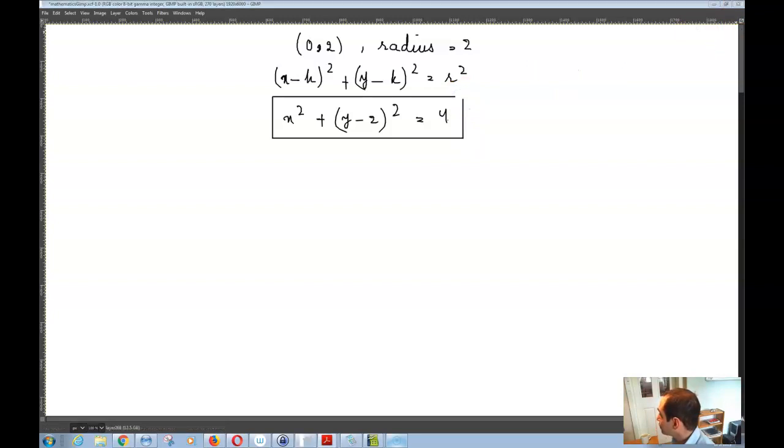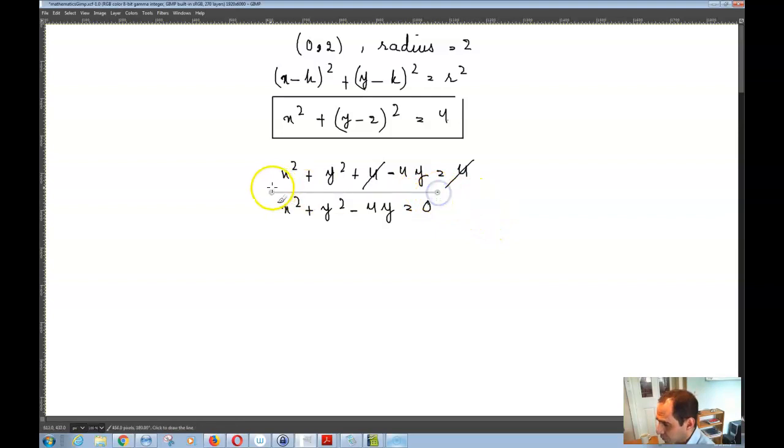So 11.1, x squared, and they have, of course, basically rewritten this equation in the form x squared plus y squared plus 4 minus 4y is equal to 4. And then 4 and 4 you can cancel out. You can write it as x squared plus y squared minus 4y is equal to 0. So that is, for example, the equation of that circle.